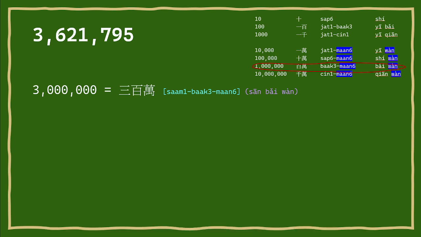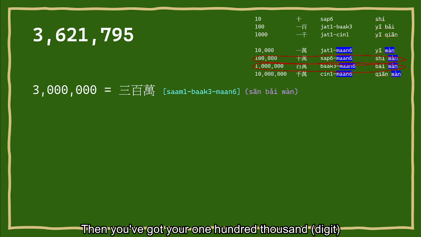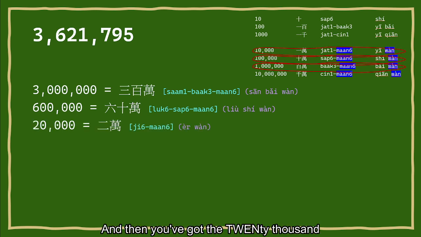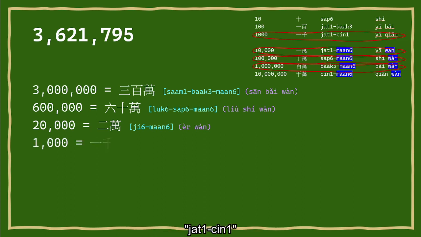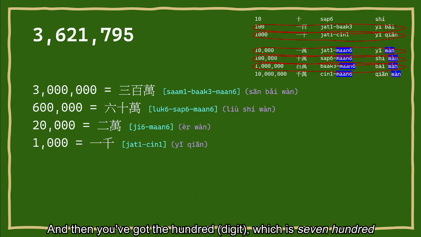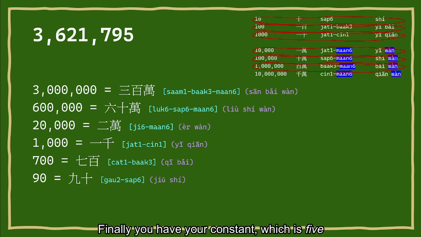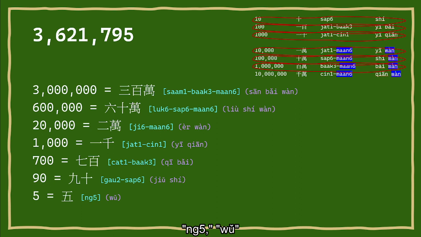And you've got your 100,000, which is your 10 mans, which is 60万. And then you've got the 20,000, sorry, I nearly said 200, 20,000, which is 2万. And then you've got 1,000, and then you've got the 100, which is 700, and then 90. Finally, you have your constant, which is 5.